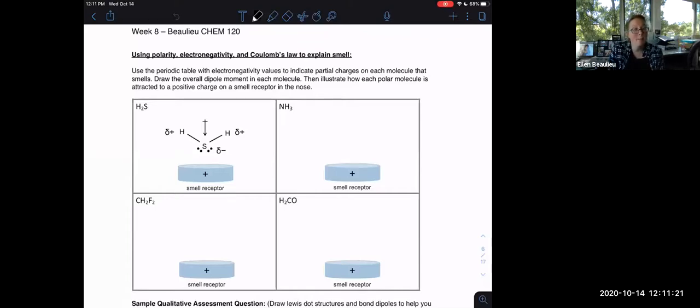So, molecular polarity is a topic that I largely did asynchronously, and I primed this topic by giving you a set of molecules, and some of them are smelly and some of them are not. It turns out the reason why some are smelly and some are not is because some molecules are attracted to positively charged parts of your receptors in your nose. And when those polar molecules reach those receptors in your nose, they can bind to that receptor and trigger that neuronal response of smell.